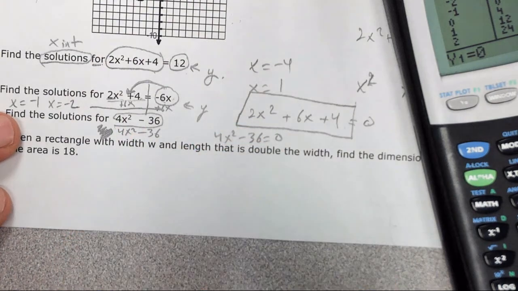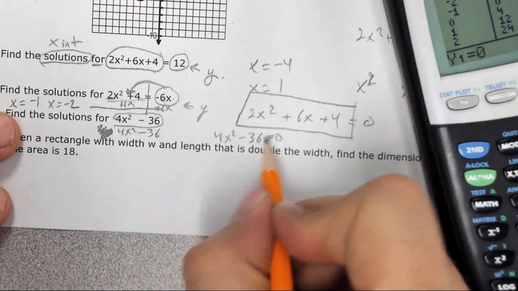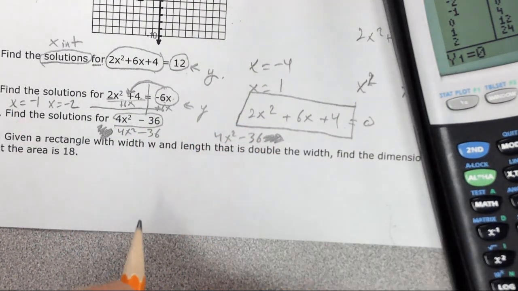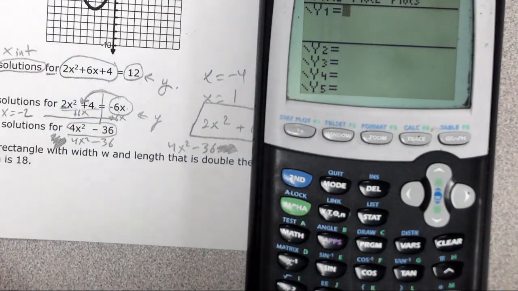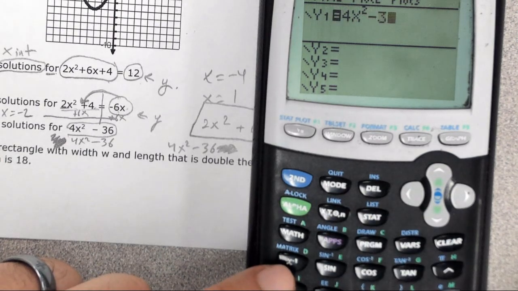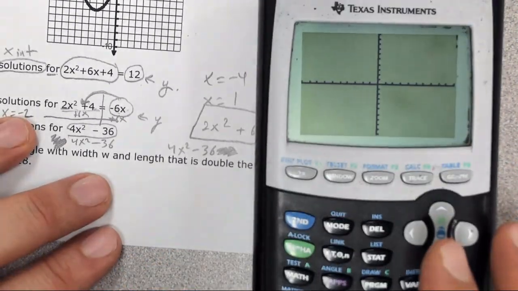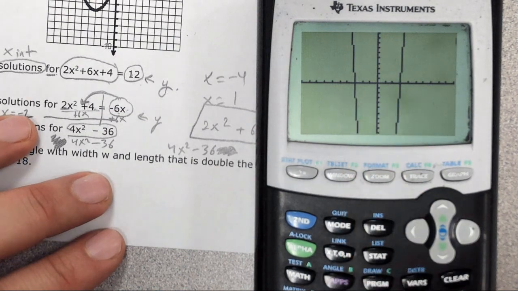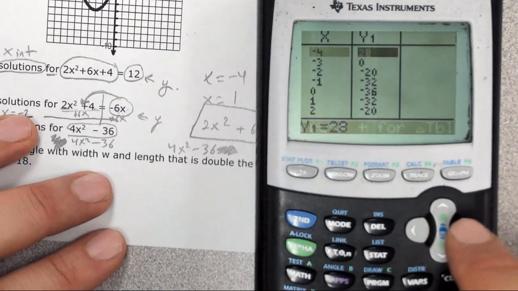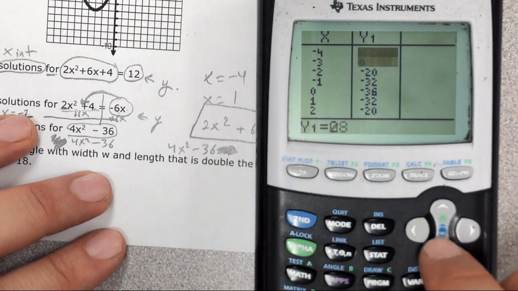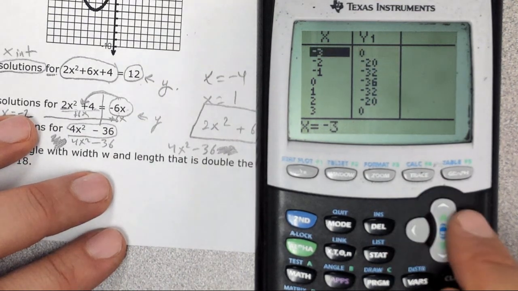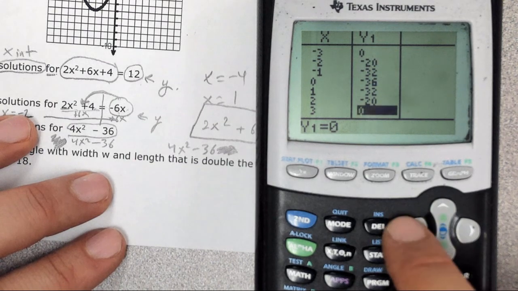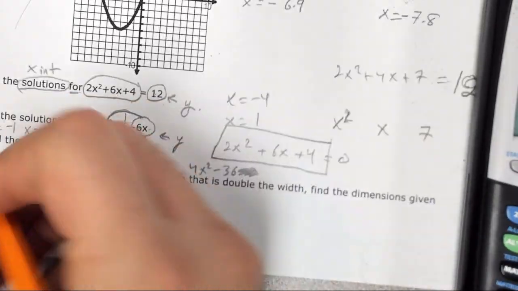But they don't have to. This is an equation. It can go to y equals. And if I don't write down equals 0, that means it's equal to 0. So I could just go ahead and use that the normal way. 4x squared minus 36. Go to the graph. It goes twice. Go to the table and find the zeros. Here's one. Here's the other one. X equals negative 3. And x equals positive 3.